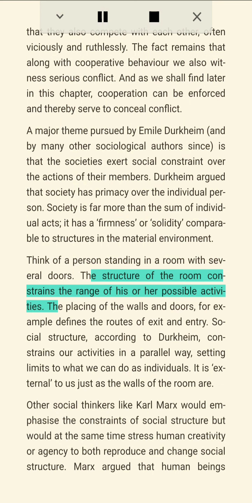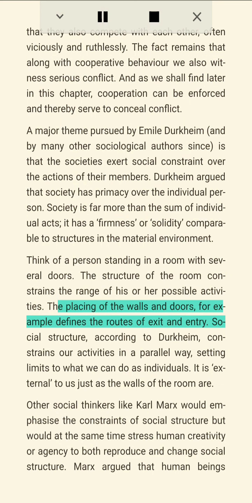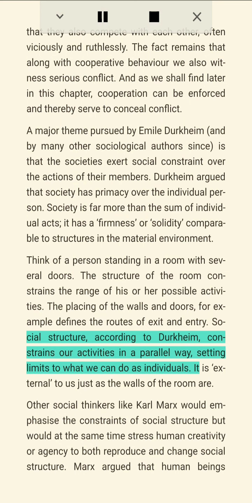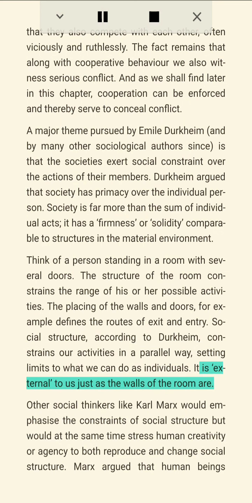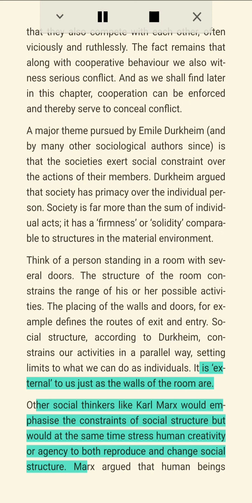The structure of the room constrains the range of his or her possible activities. The placing of the walls and doors, for example, defines the routes of exit and entry. Social structure, according to Durkheim, constrains our activities in a parallel way, setting limits to what we can do as individuals. It is external to us just as the walls of the room are.